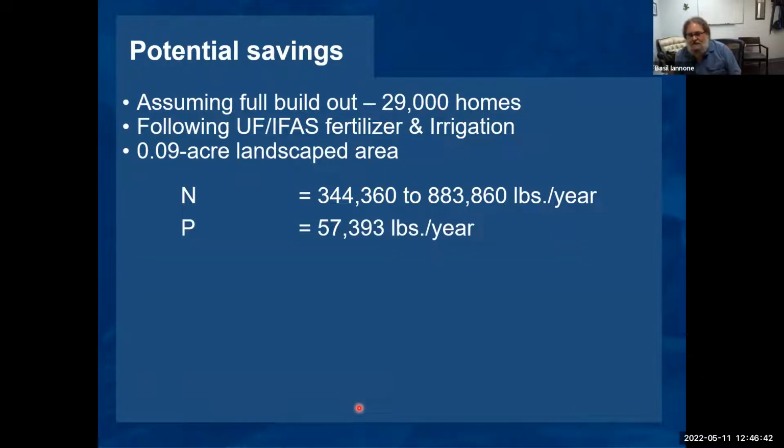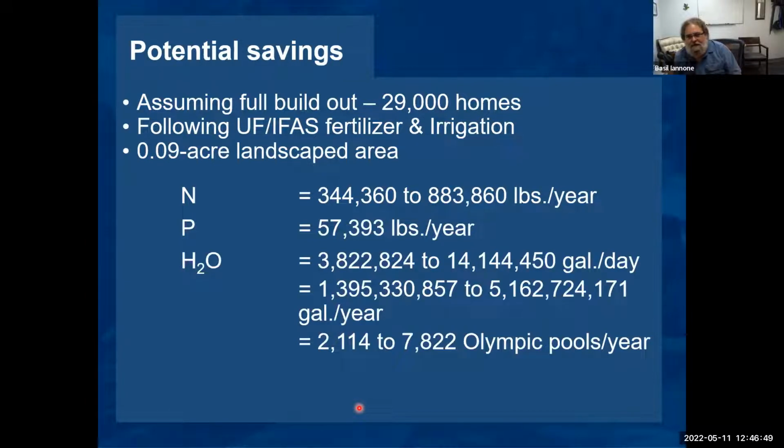If you look at phosphorus, over 57,000 pounds a year. Of course, we're in Florida, we don't really need phosphorus, but some people apply it. Regarding irrigation savings, we could save anywhere from 3.8 to 14.1 million gallons of water a day. That's about 1.4 to 5.2 billion gallons per year, essentially anywhere from 2,000 to over 7,000 Olympic swimming pools per year. That's a lot of water and fertilizer saved if we were to adopt these landscaping approaches.